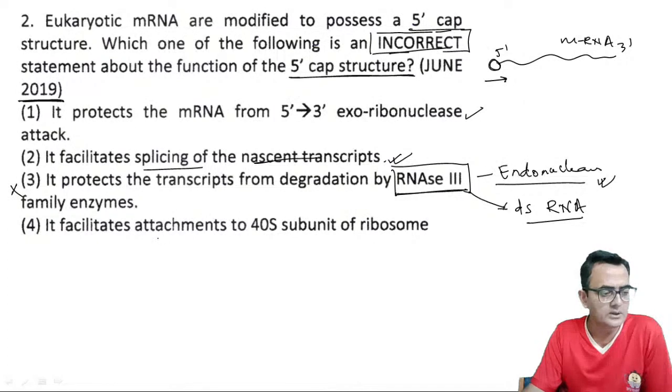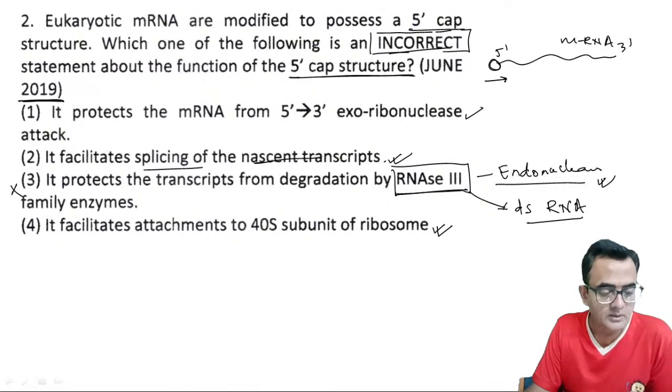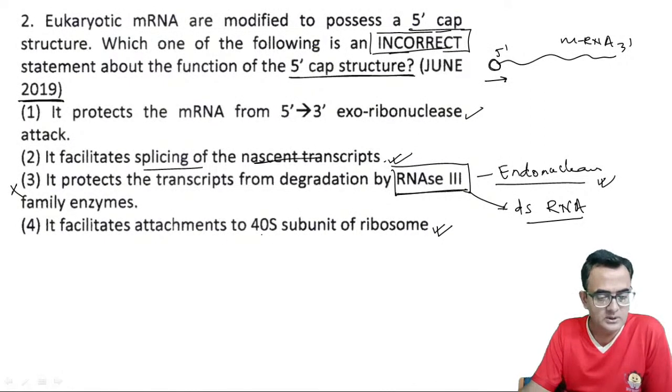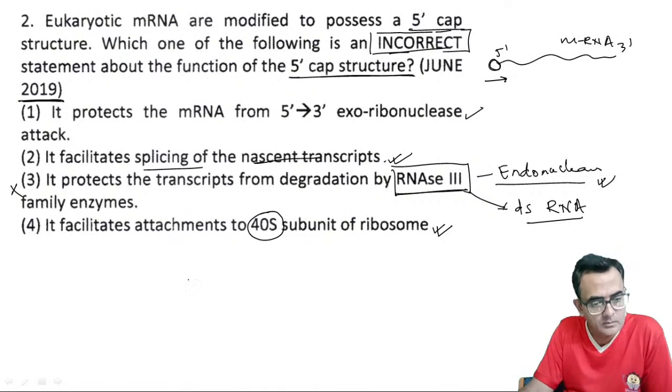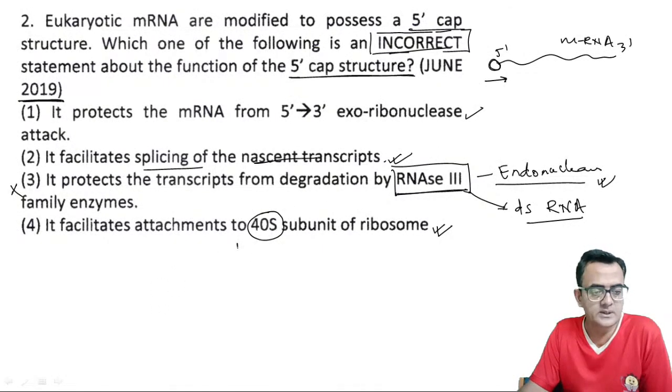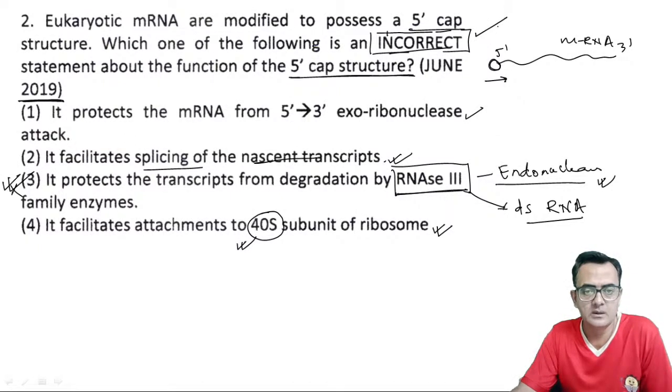But we have to read all the choices. Fourth is, it facilitates the attachment of the 40S subunit of the ribosome. Yes, of course. Post-transcriptional modification also helps in the translation process. After the complete transcription, translation occurs, and the ribosome binds to the SD sequence of the mRNA, or the place meant for binding of the ribosome. So 5' capping also facilitates the binding of the 40S ribosome. So here the correct answer is 3, because they are asking for the incorrect statement, so our answer would be 3.